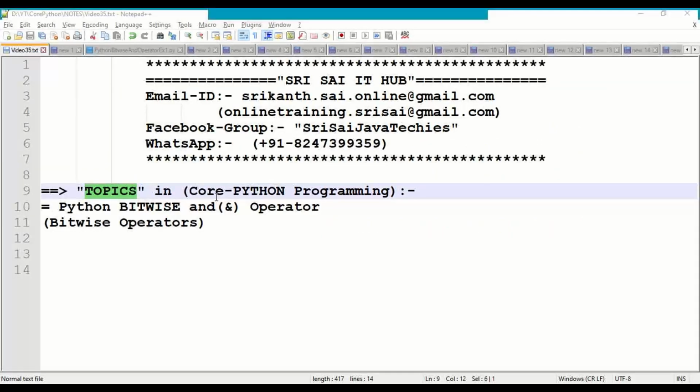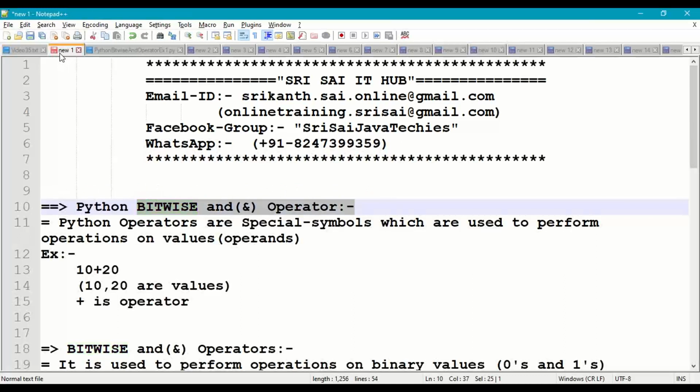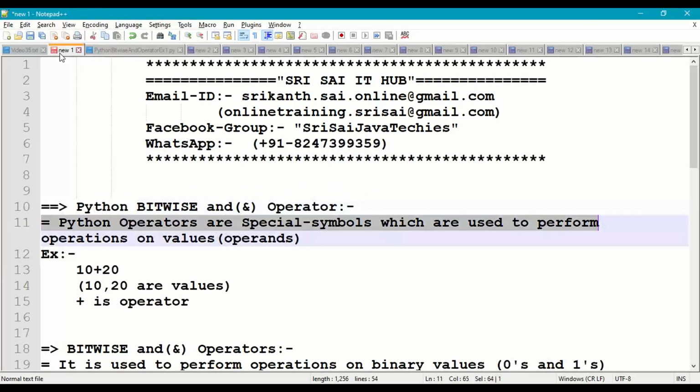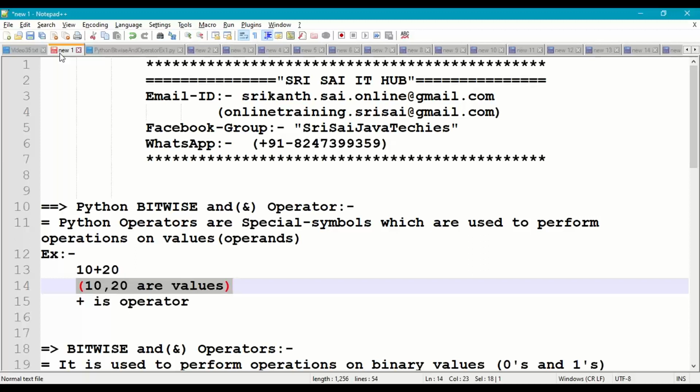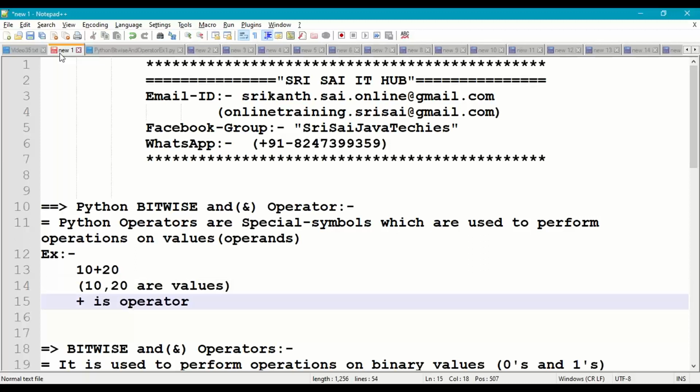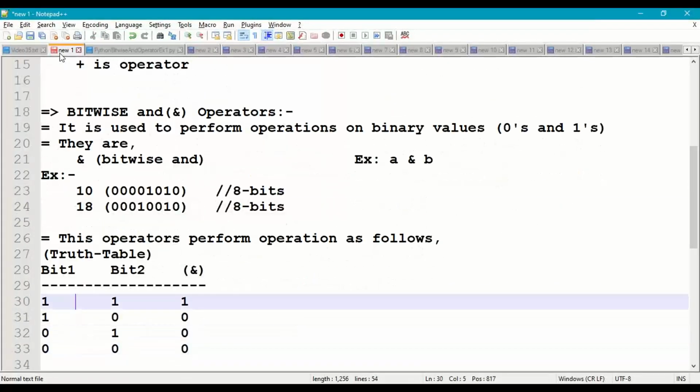In this video of core Python programming, we are going to discuss the following topic: Python bitwise AND operator. So first of all, what are operators in Python? Operators are special symbols which are used to perform some operation on values in a program. For example, 10 plus 20. Here 10 and 20 are values, and plus is the operator.